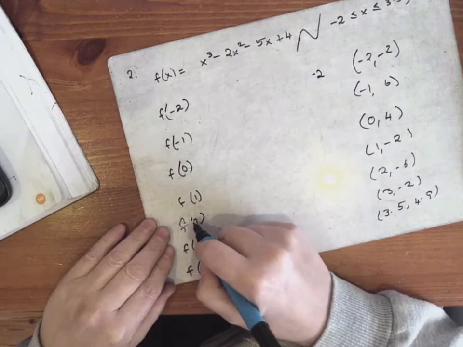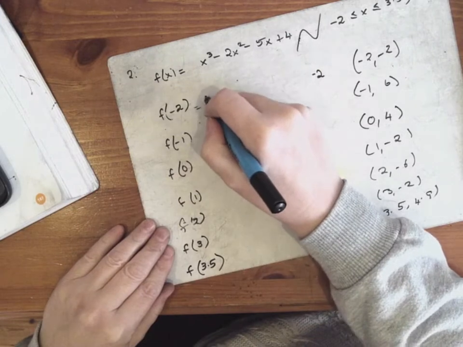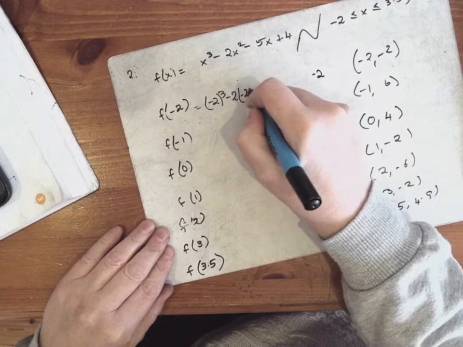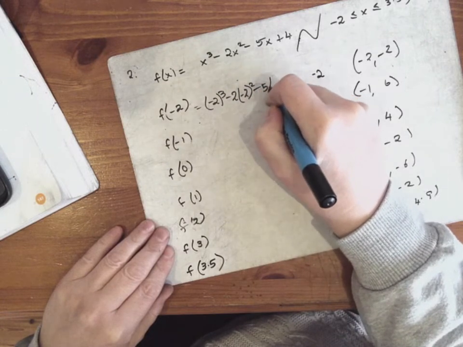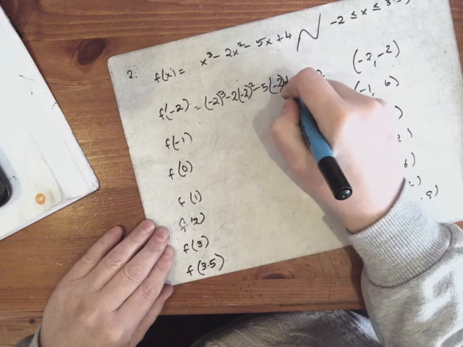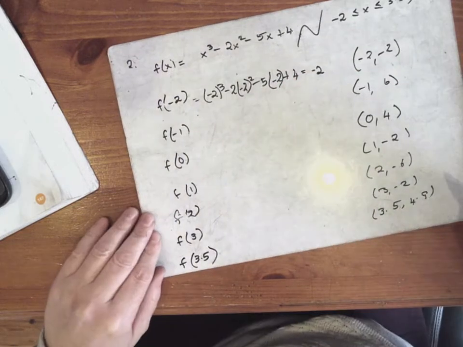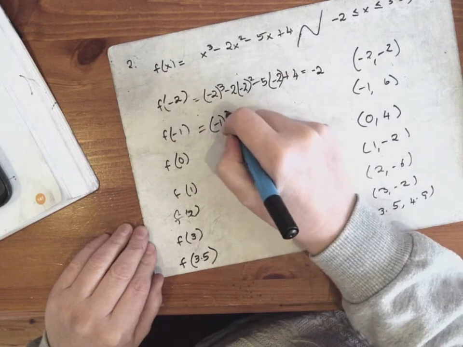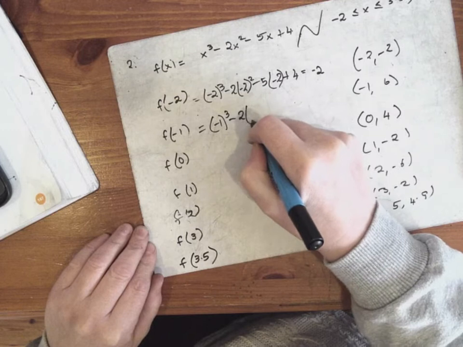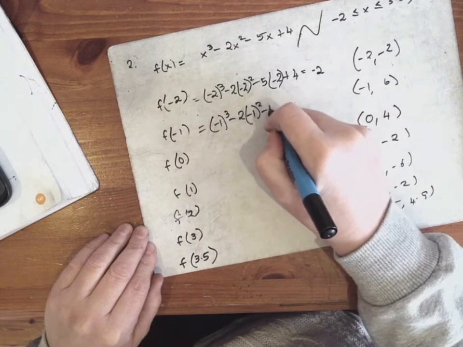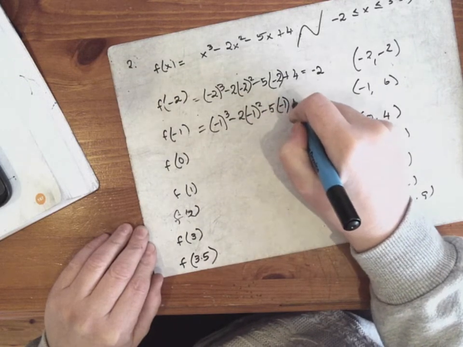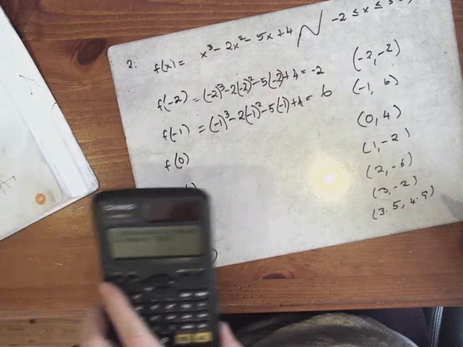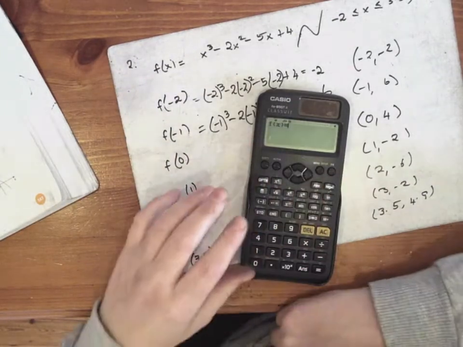You're getting f of minus 2, so everywhere there's an x, put in a minus 2: minus 5 times minus 2 plus 4, into the calculator with that, and it'll come out as minus 2. I'm not filling all these out now, but that's minus 1 cubed, minus 2 times minus 1 squared, minus 5 times minus 1 plus 4, into the calculator, press equals, and you'll get out 6. Or you could just put it into the calculator.